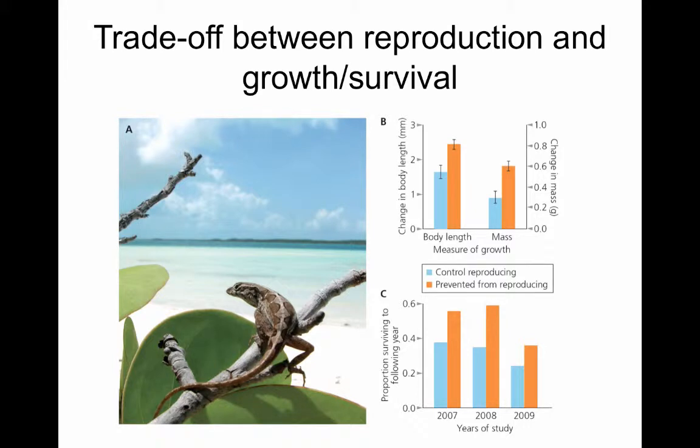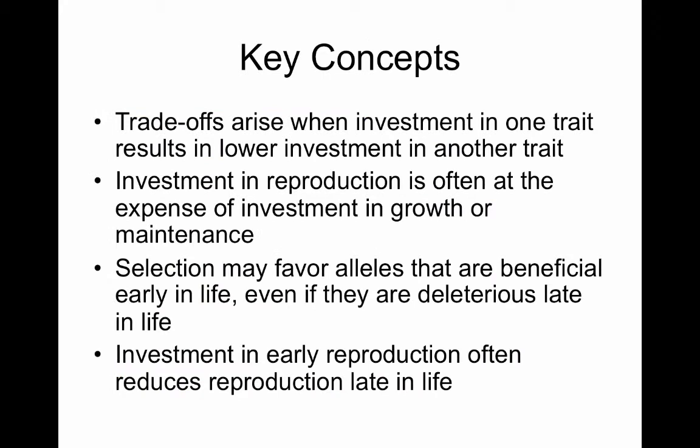All right, so there are other places where we can look at this trade-off between reproduction and growth and survival, such as in Anolis lizards, where changes in body length differ among different habitats. The key concept in this, and one to take away from this whole part of the course, is that trade-offs arise when investment in one trait results in lower investment in another trait.